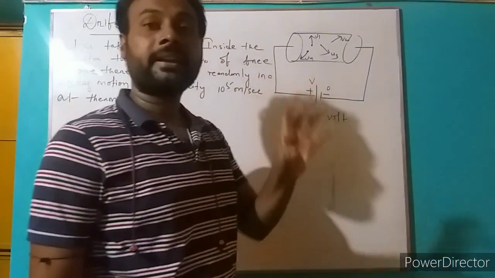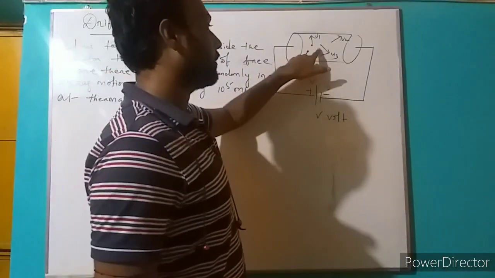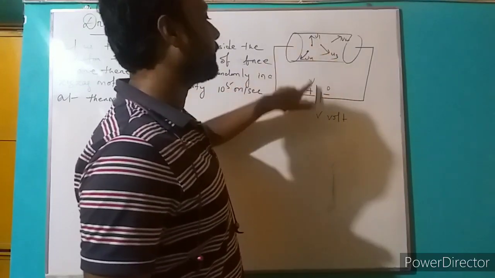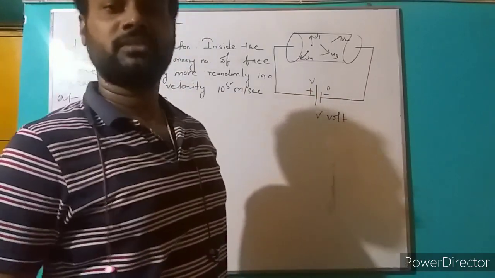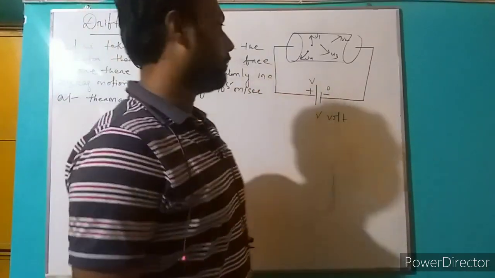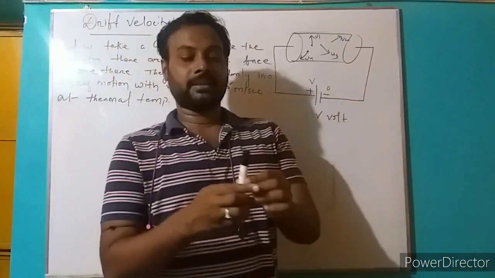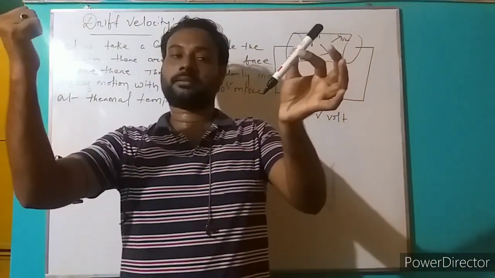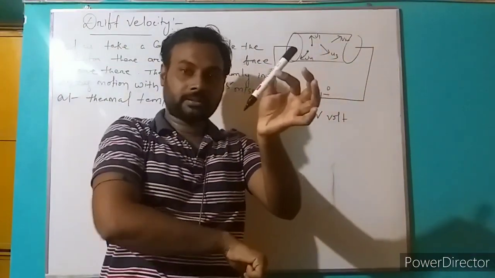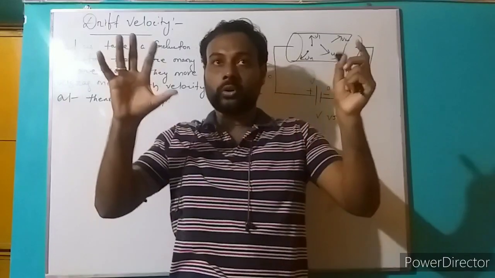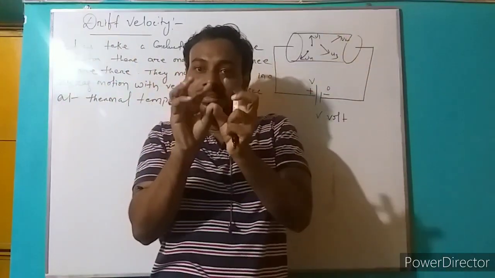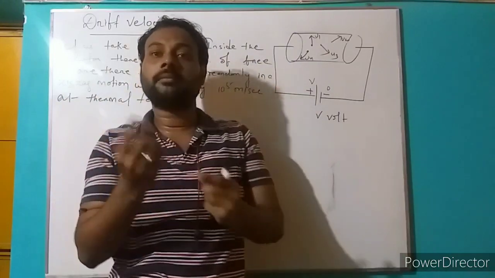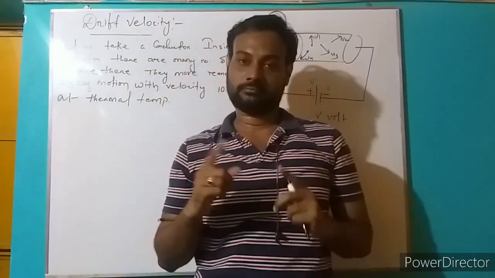Therefore, the net average initial velocity of the electrons inside the conductor before applying the battery is what? It is 0. Why? Because this electron moves in that direction, the second electron moves in that direction, the third in that direction, the fourth in that direction. So for all these electrons in a given region, the net average initial velocity becomes 0. Clear?